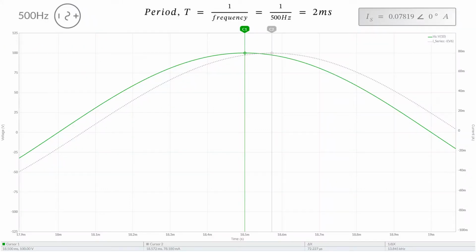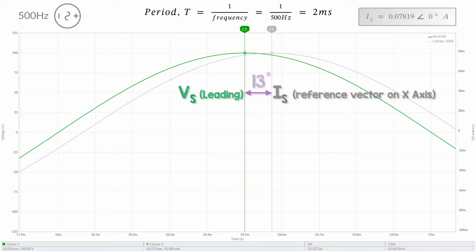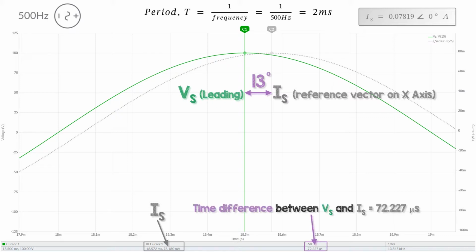Now we can see our waveforms. In green we've got the supply voltage and the current in grey. And as we thought, the supply voltage is leading the current. Down the bottom, Multisim shows us roughly 78 milliamps. The time difference between Vs and Is is around 72 microseconds.